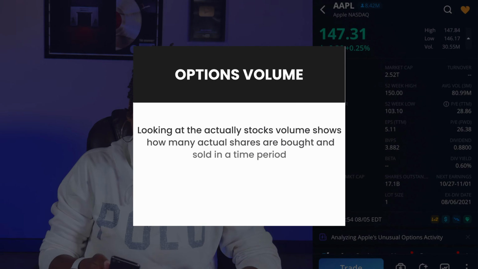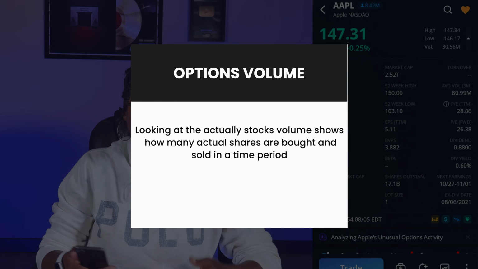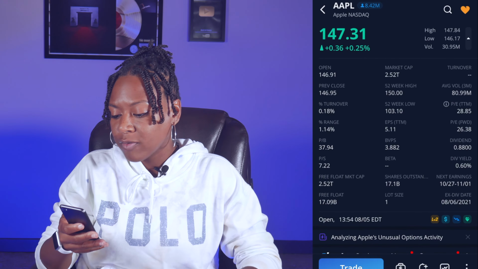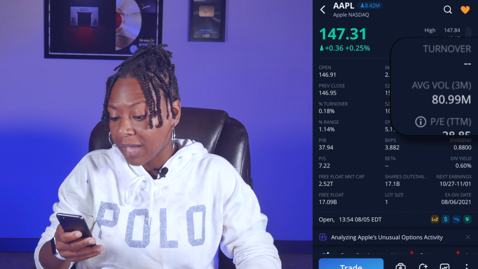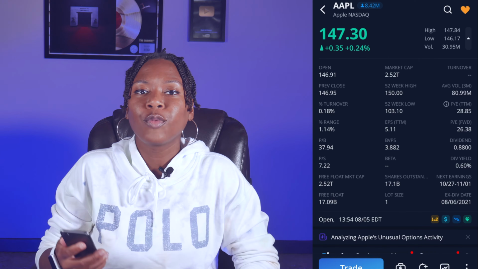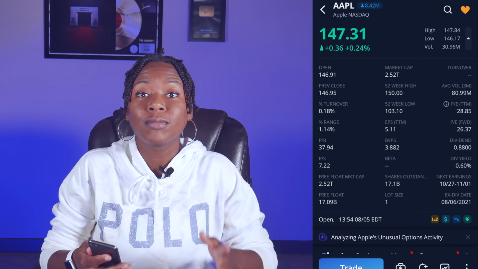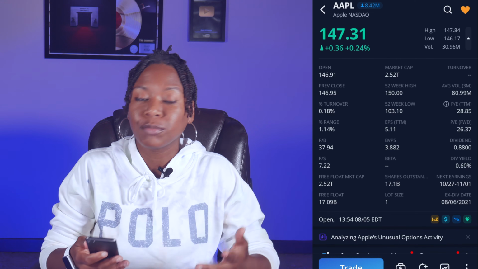And looking at the actual stock's volume is going to show how many actual shares are bought and sold during that time period. So let's say our average volume is 3 million, but today we've traded 80 million. So that's pretty good. So when you look at the option's underlying stock, that volume can really help to find the strength of the current price movement.